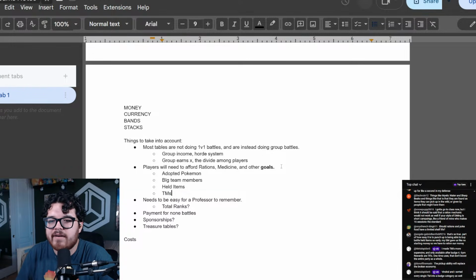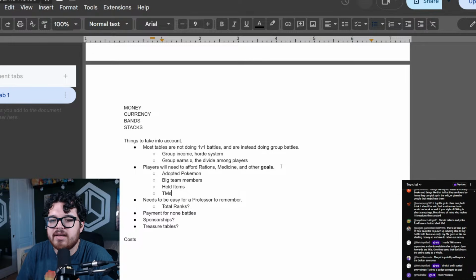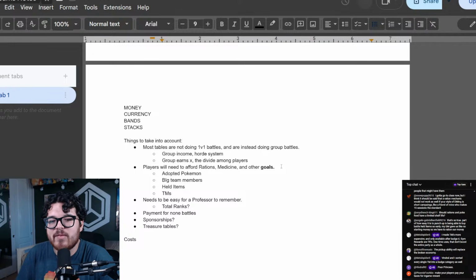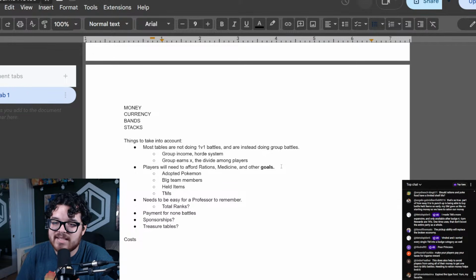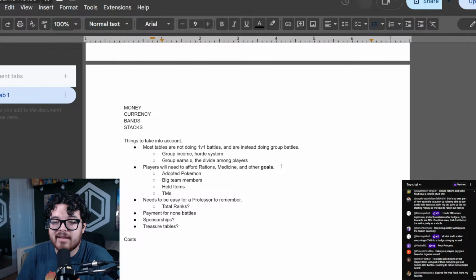Let's see here. Part of how easy it is to punch up is to be able to buy held items early. GM gave us, like, no starting money, and we have to ration our money. Exactly. I made TMs more expensive and only available after badge 4. Gym rewards are TRs. One-time uses, they don't boost the entire party. I actually also, Metal Spider, I actually also agree. I think TRs should just be at a different price range. Yeah. Pickup ability will replace the broken economy. I mean, hey, Vindra and I sorted every single TM into a badge category as well.